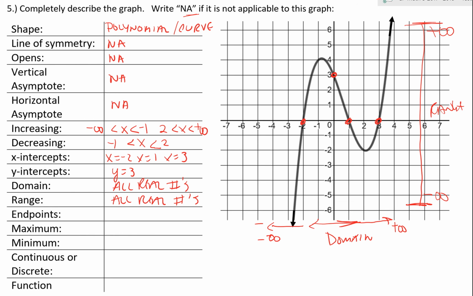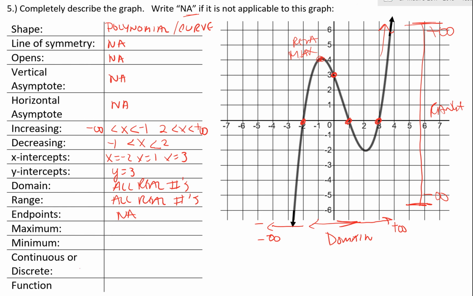So now endpoints, there are none, so not applicable. Maximum. Now remember, a maximum is the highest point. So we could say this is a max, but notice this keeps going up. So a lot of times they'll call this a relative max. But for us, as a maximum, we're not going to call it. There's no maximum point. NA. And then is there a minimum point? Again, we have this one, but NA.